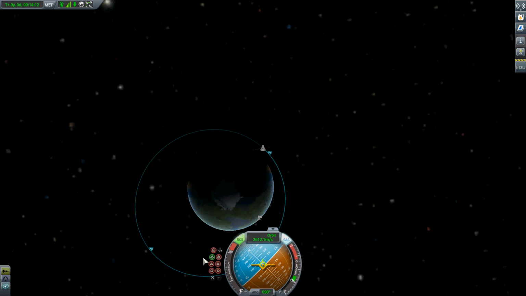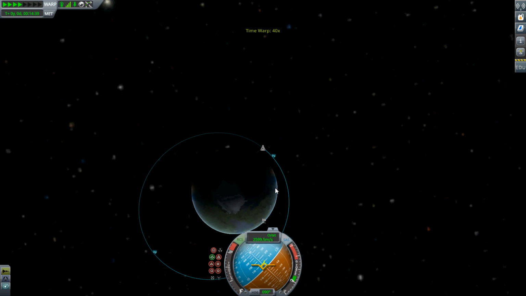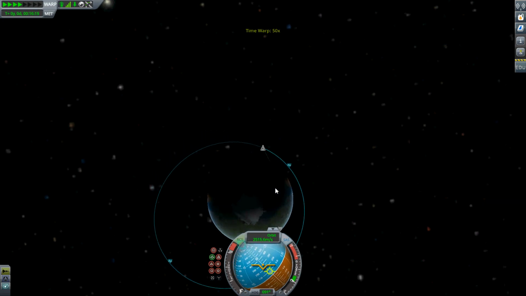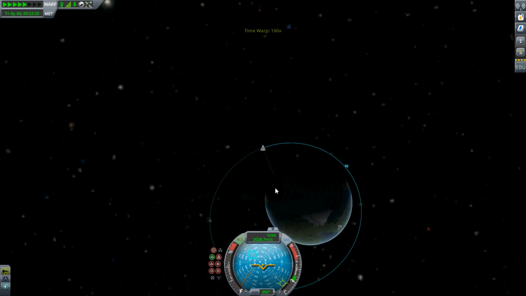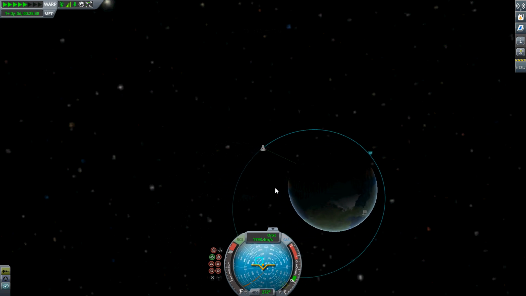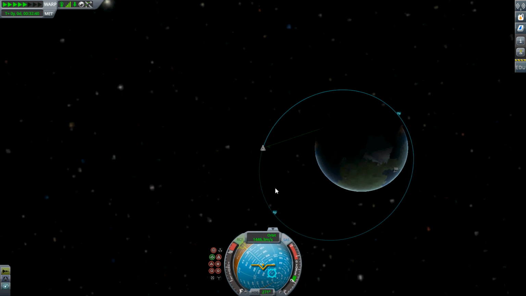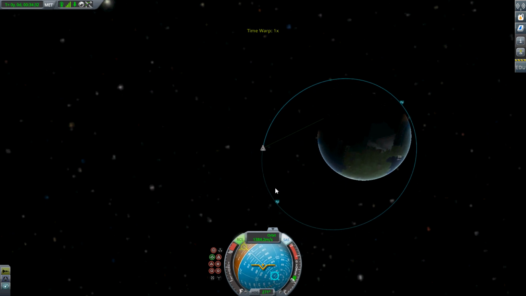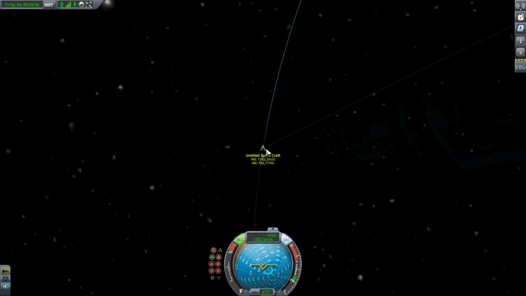That looks good. All right, now it says we want to go until we're fairly far from the planet. So let's come around here. We'll pick a spot. That looks pretty good. And let's go ahead and zoom in and look at our velocity.